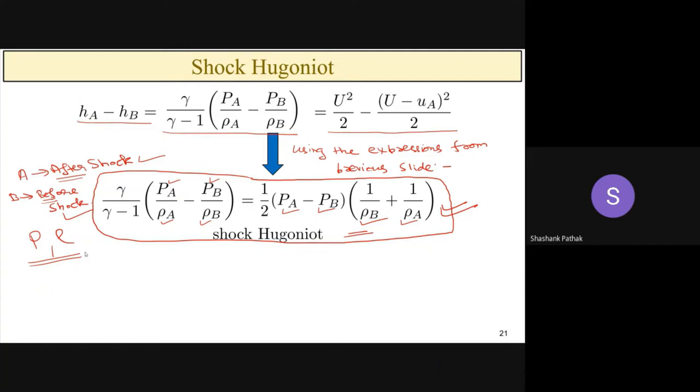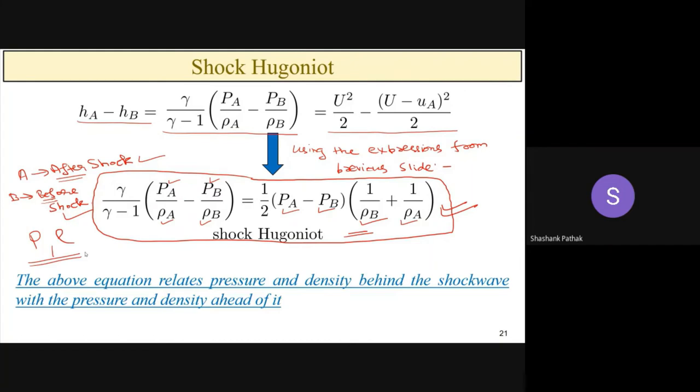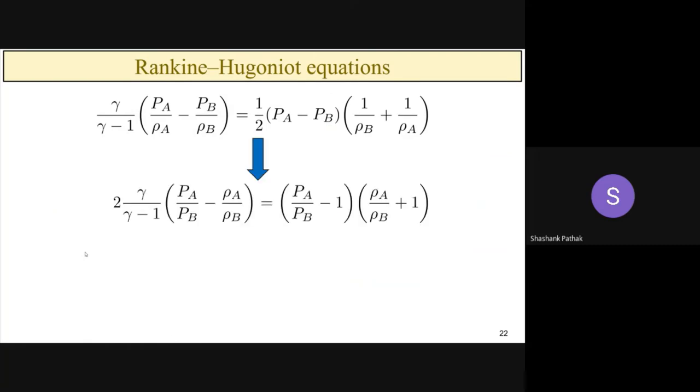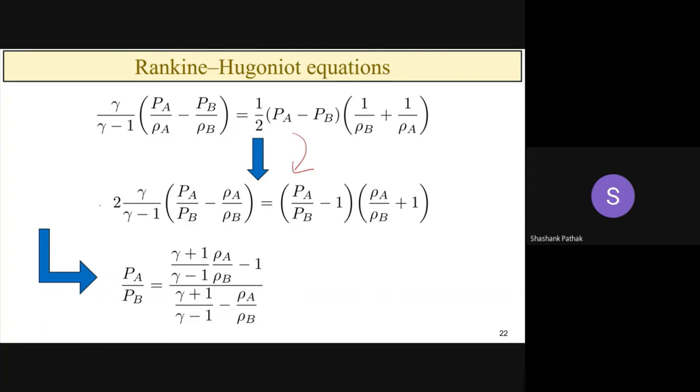Nobody? Okay. The above equation relates pressure and density behind the shock wave with the pressure and density ahead of it. Very simple. This was the main meaning of this entire mathematics. That is the only thing this is telling you. So that is the importance of this Shock-Hugoniot, because if you know what is happening before the shock wave, you can relate that with the pressure and density after the shock wave. That's very simple. Now this is the same equation. If you rearrange it a little bit more, I'm doing nothing, I'm just rearranging it. Now we get this equation. This is another form of the same equation, which is known as the Rankine-Hugoniot equation.